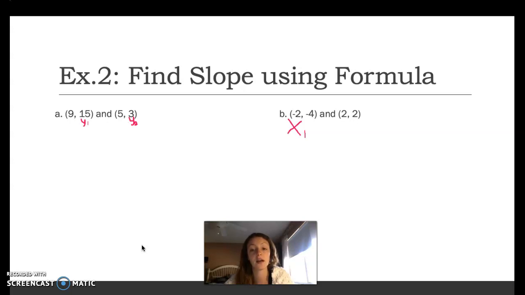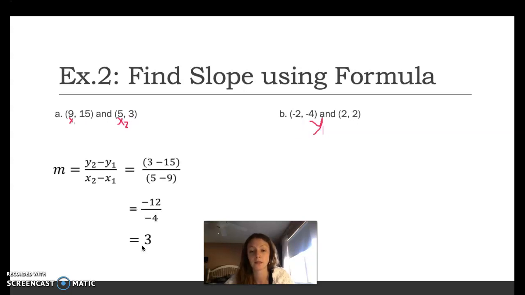-2, -4, and +2, +2. So we label our x1, y1, x2, y2. Sorry, I don't know why this guy's flashing over here, but you guys get the idea. You can always pause the video and rewind a little bit and figure it out. Okay, so we're going to plug them all into our points.